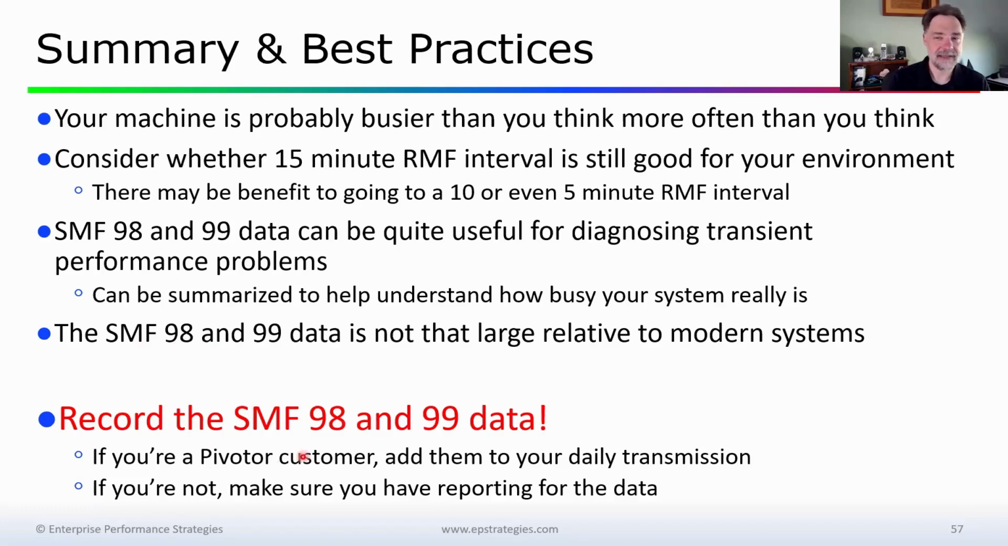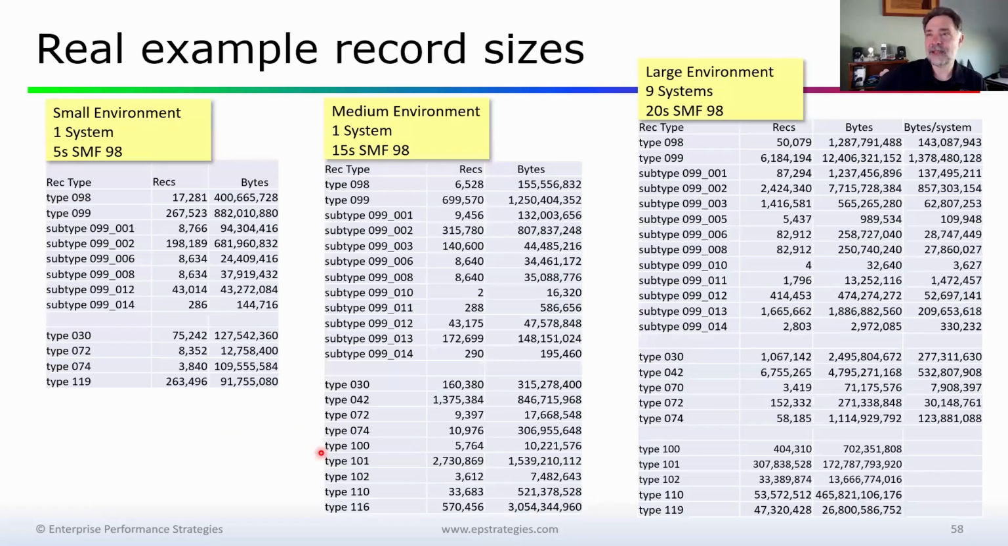So record the 98s and 99s. If you happen to be Pivotor customers, then add them to your daily transmissions. And if not, make sure you have some reporting for that data as well, so that when you have a problem, you can go delve into it. This is the details that I promised you. I'll let you read this at your leisure.